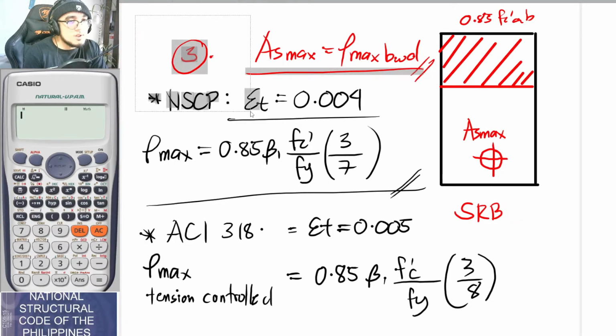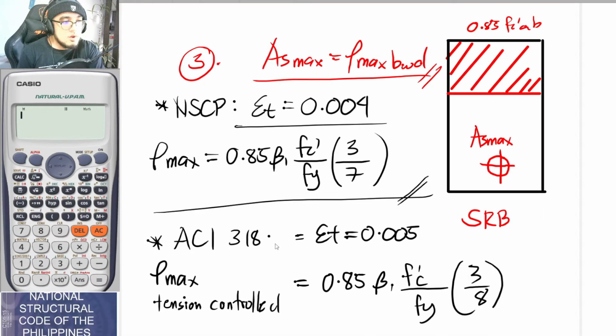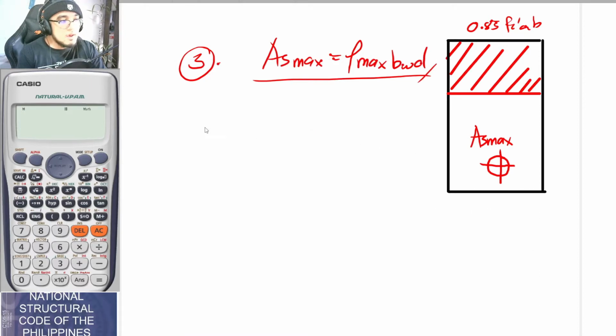So by the way, I will just be copying this to the next slide. So I will just be erasing this. Okay, so once again, once that you have already solved for As max, what you will be doing is that you will be getting the nominal moment of this section. So let's call it as Mn1.